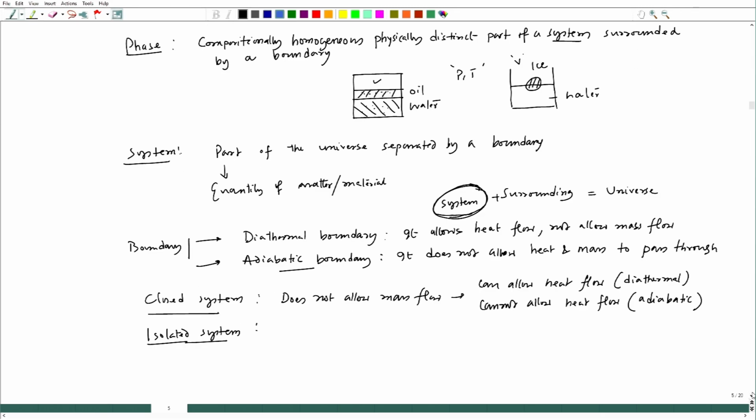It is completely isolated from the rest of the universe. An open system allows heat as well as mass through and out of the system.